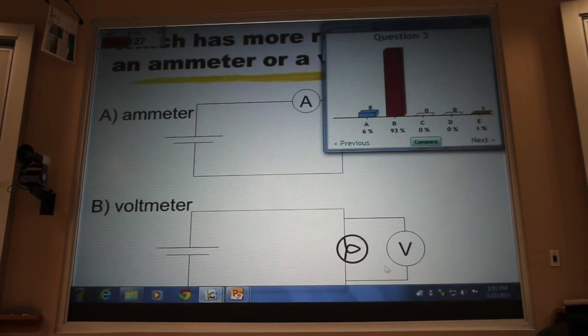Oh, perfect. Yes. These eight will be removed from the class records a little later today.